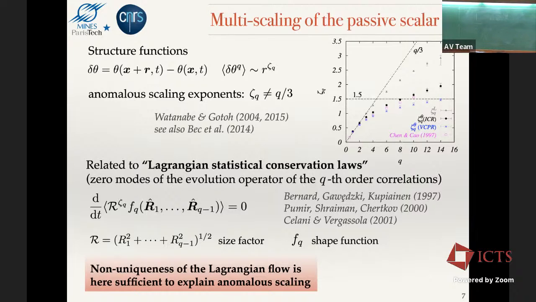Okay, so what is important? I don't have time to go into the details of these things, of course, because it's complicated calculations. But what is essential here is the fact that the Lagrangian flow is not unique. Since you're putting some weird exponent, your velocity field is non-differentiable, not Lipschitz actually in space, so that trajectories are non-unique. And now I will focus more on this problem of non-uniqueness.